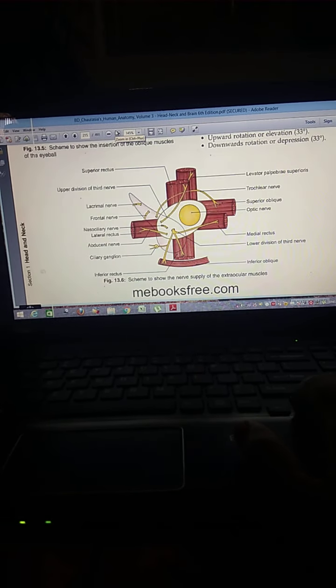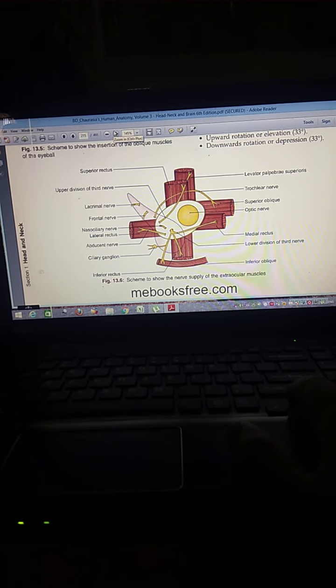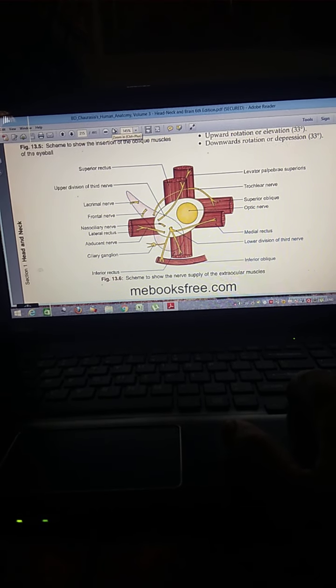Now its insertion: the recti are inserted into the sclera, posterior to the limbus, and the average distance of the insertion from the cornea is 7.7 mm superiorly, 6.5 mm inferiorly, 5.5 mm medially, 6.9 mm laterally. Now this is a figure of the scheme of the insertion of the oblique muscles, and the next figure is the scheme of the nerve supply of the extraocular muscles.